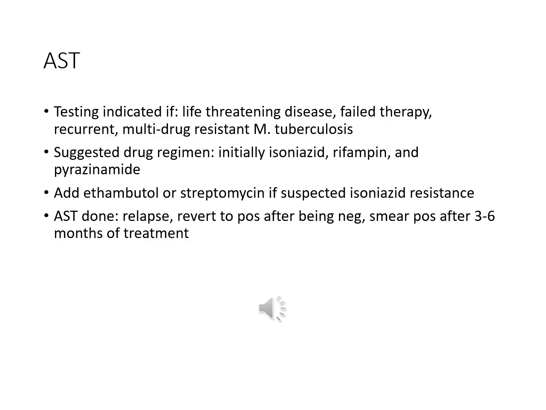Again, we don't routinely do antimicrobial susceptibility testing with your acid-fast. However, if it is a life-threatening disease and we've had failed therapy or recurrent therapy or multi-drug resistant tuberculosis, your suggested drug regimen is to start with isoniazid, rifampin, and pyrazinamide. If the regimen doesn't work, then you may need to add ethambutol or streptomycin. Susceptibility testing will happen if the patient has a relapse. So if they reverted back to a positive after being negative, or a smear is positive after 3 to 6 months of treatment.